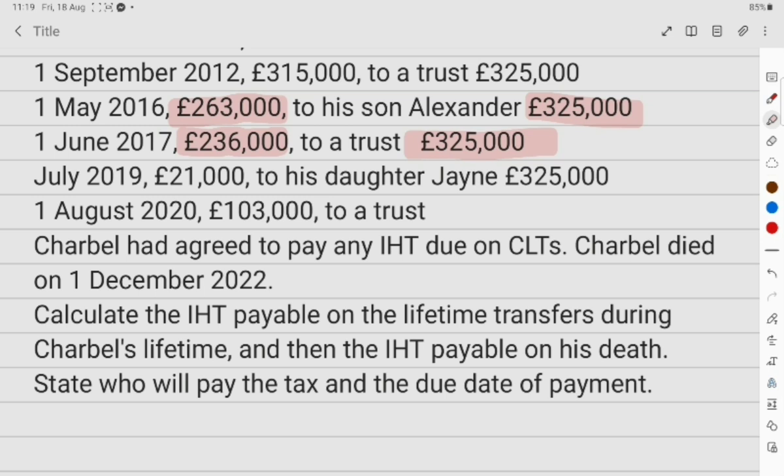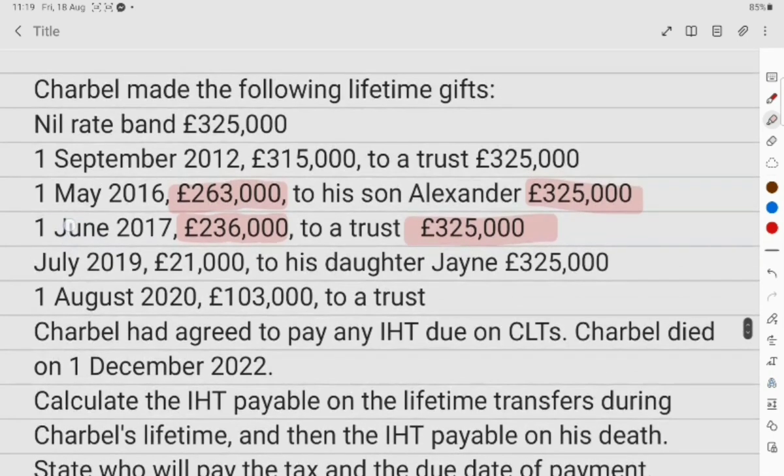Charbel had agreed to pay any IHT due on CLTs. Means it is the donor that has to pay the tax. Charbel died on 1st December 2022. Calculate the IHT payable on the lifetime transfer during Charbel's lifetime, and then IHT payable on his death. State who will pay the tax and the due date of payment. So who will pay the tax? It is Charbel every time who has to pay the tax.